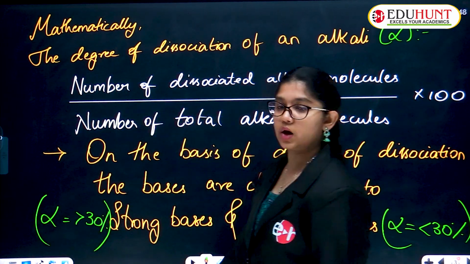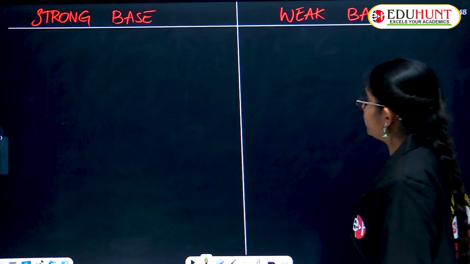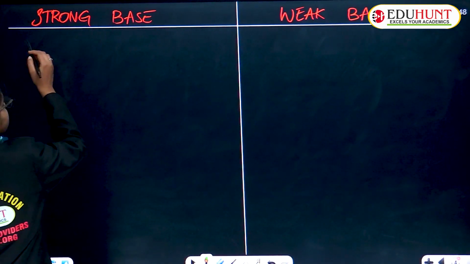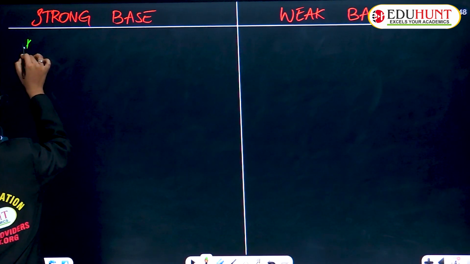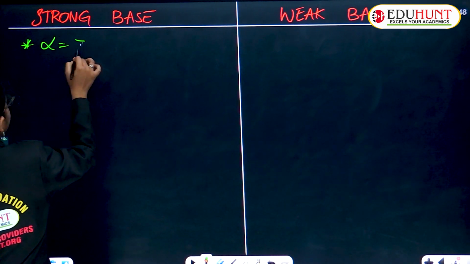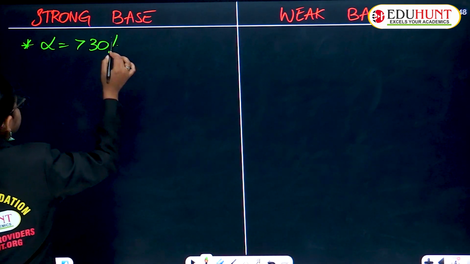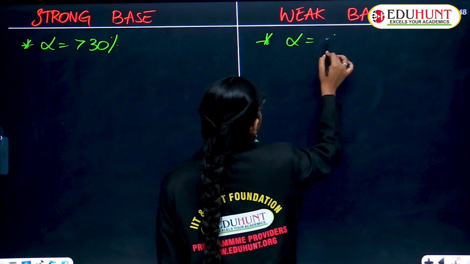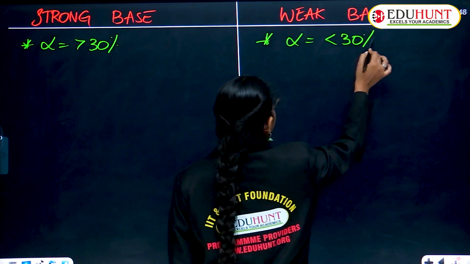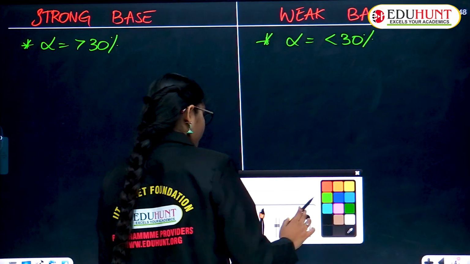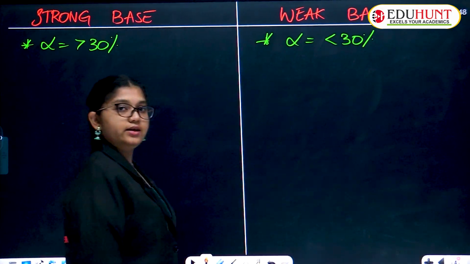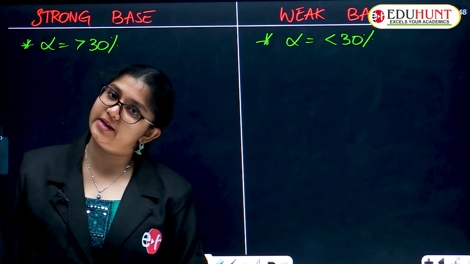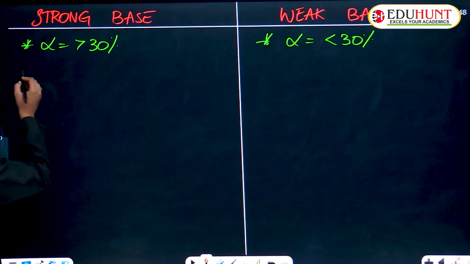Here I'll include: for strong bases, the alpha value will be more than 30%; for the weak bases, the alpha value will be less than 30%. Up to here, you are clear, right? So now we will write the definition of a strong base. Here we go.